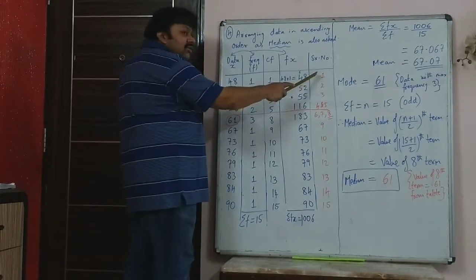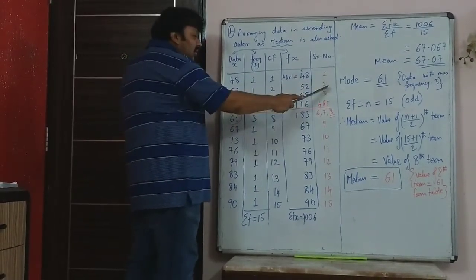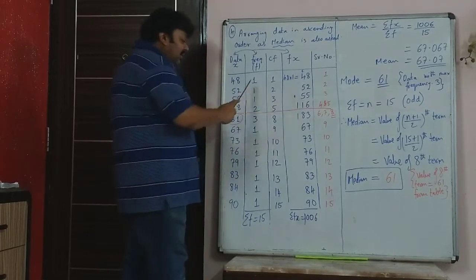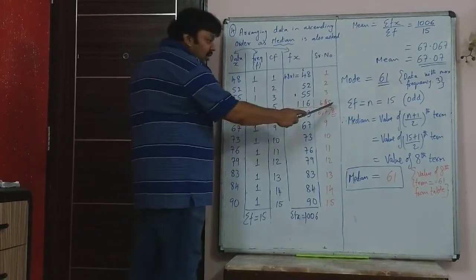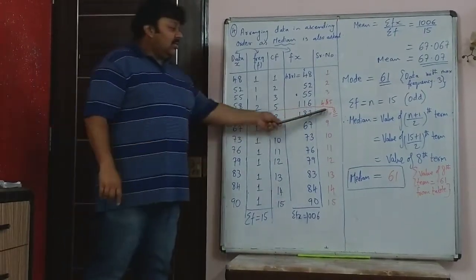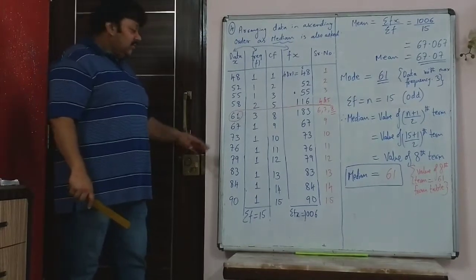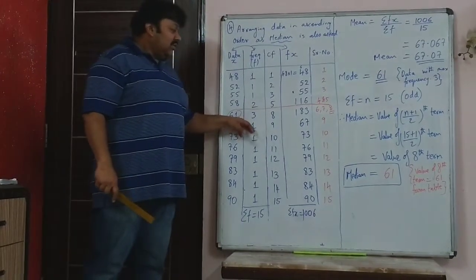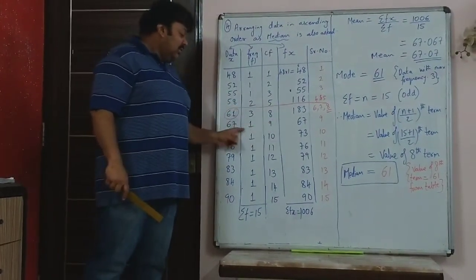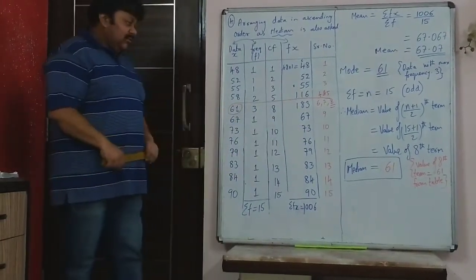The lowest age person was given roll number, or serial number, 1. This person is roll number 2. Roll number 3's age is 55. Roll number 4 and 5, both of them, age is 58. Roll number 6, 7 and 8, all 3 of them, their age is 61. Then 67 happens once, so that is 1 person who is 67 years old. So that is the 9th person in the group, roll number 9.